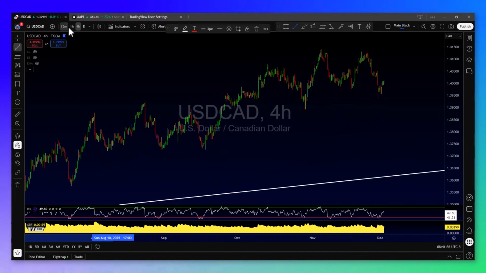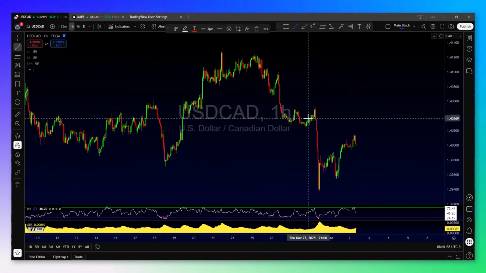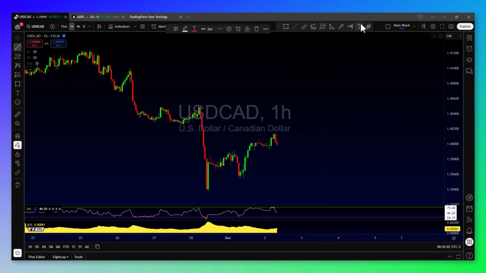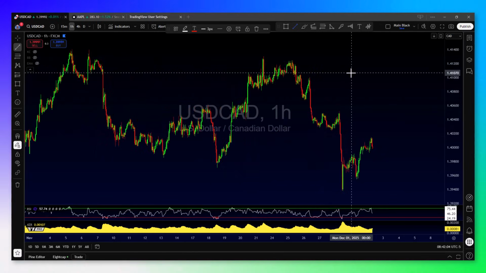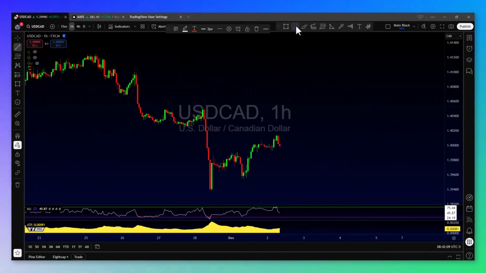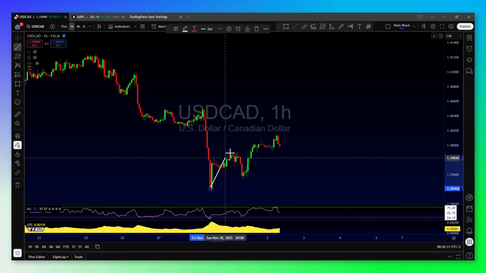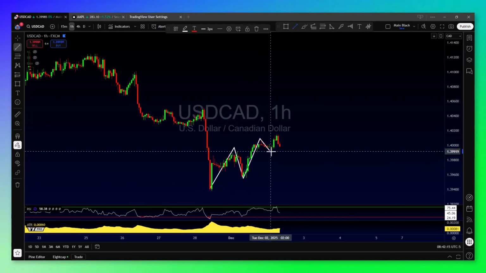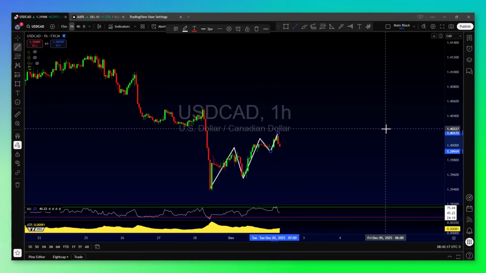So not much has changed on the higher time frames, but let's take a look at the lower time frames and let's see what happened here. So most recently, going off of our previous analysis, right? We have done this. We've bounced up, we've come down, we've bounced up, we've come down, we've bounced up, right?